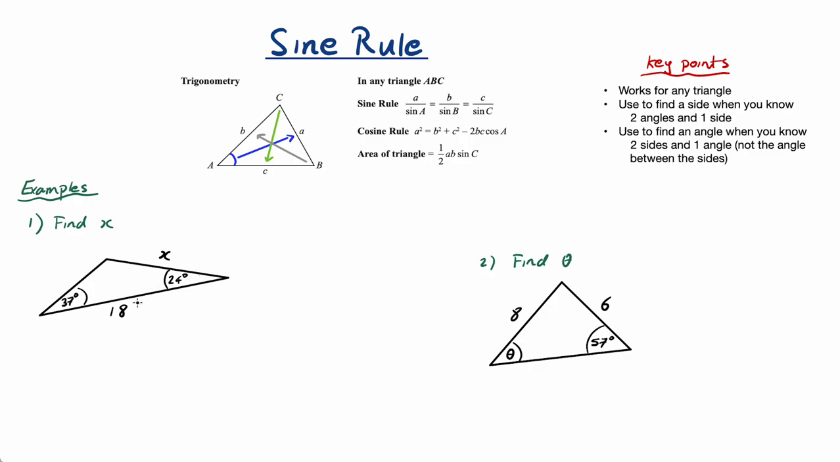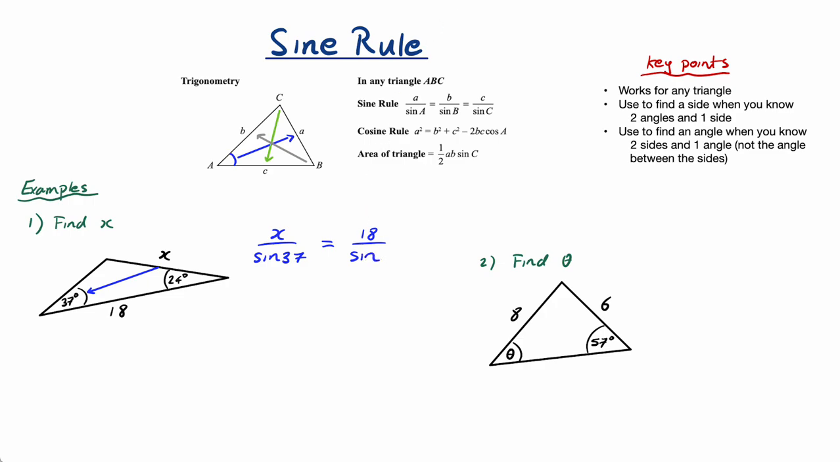So let's look at this one first. What are we trying to find? Which side? We're trying to find x. So I'll start with x. I say x over sine of, now what angle do I put here? Well, it's the angle that is across from the side. So it's this one here, the opposite angle. So it's x over sine 37. And that equals, the other side that I know is 18, so 18 over sine.